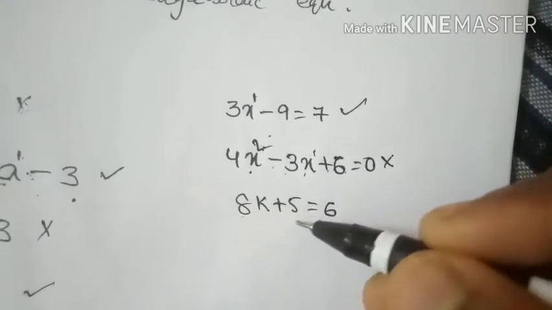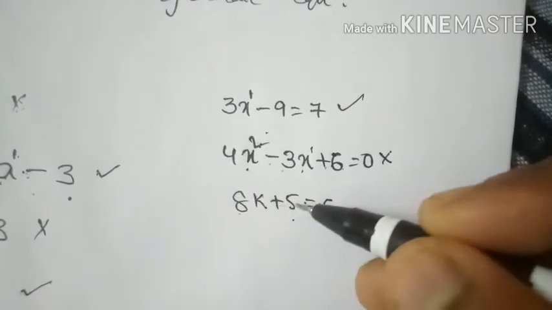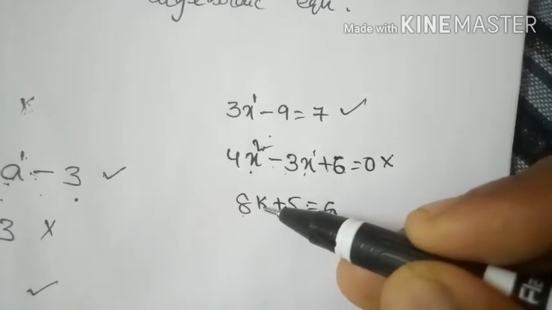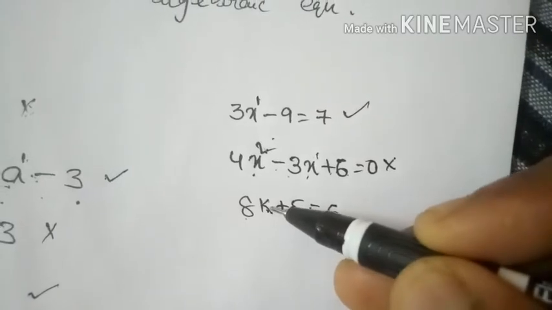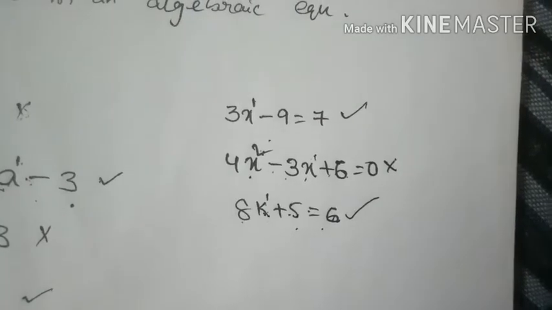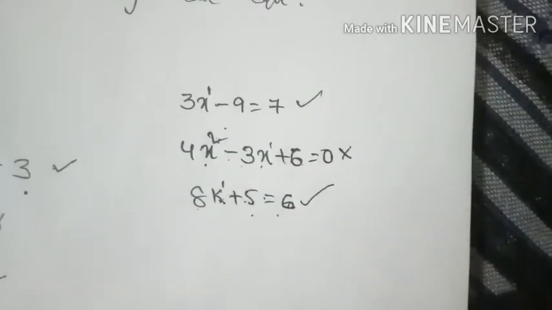So here 8k plus 5 is equal to 6. 5 is a constant, 6 is also a constant. k is the variable. So what is the power? That is 1. So it is also a linear equation. Okay. Next.